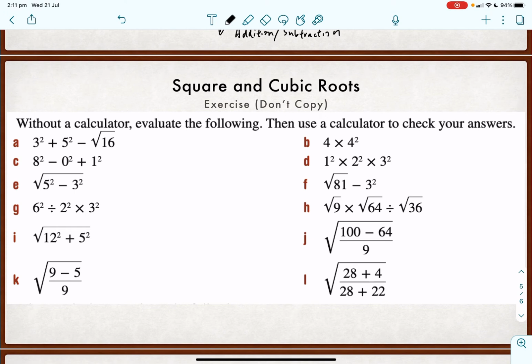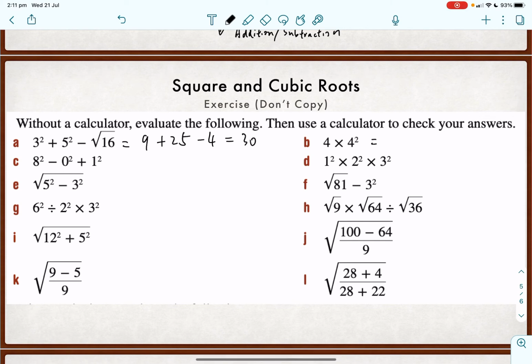Okay. I assume you're done. So let's do the first one. Again, we have all indices there, so we need to do them all first. So 3 squared is 9, 5 squared is 25, minus square root of 16 is 4. So we only have addition and subtraction left, so we just do from left to right. 9 plus 25 is 34, minus 4 is 30.